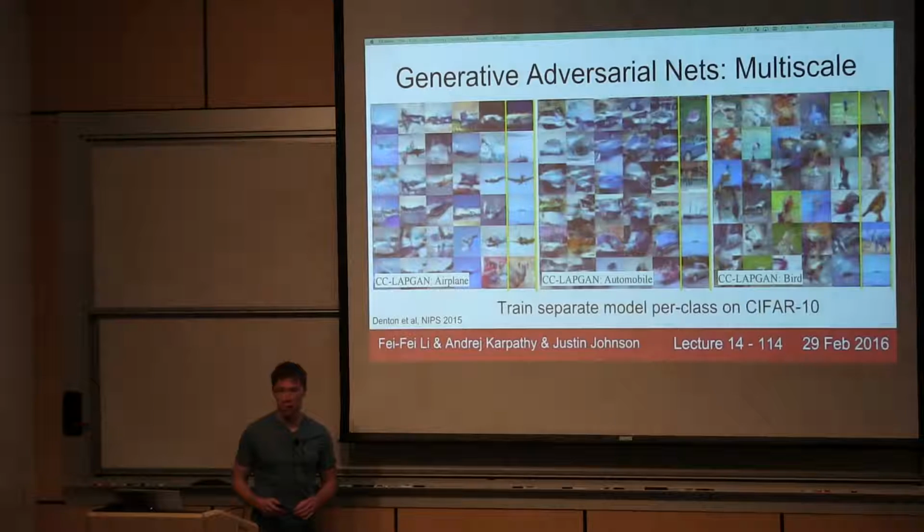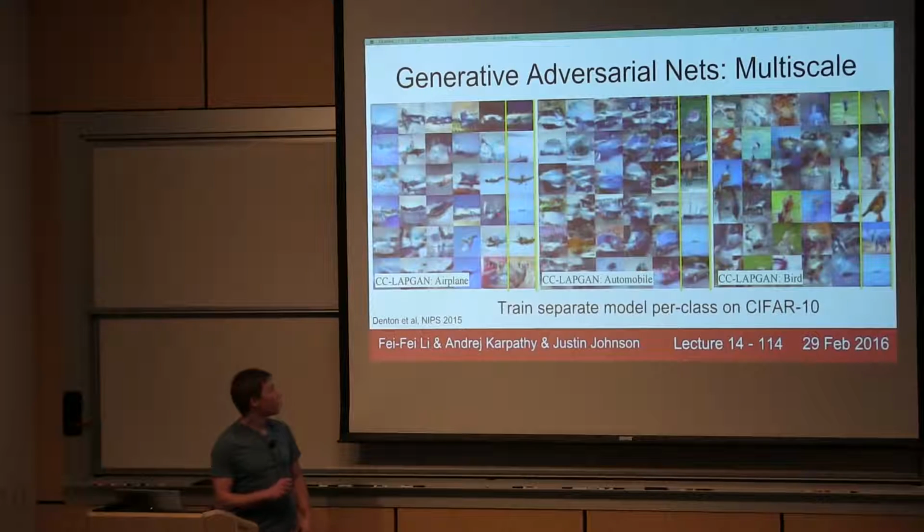So when we look at the trained samples from this model, they're actually a lot better. Here they train a separate model per class on CIFAR-10. So here they've trained this adversarial network on just planes from CIFAR, and you can see that they're starting to look like real planes. So that's getting somewhere. These look almost like real cars, and these maybe look kind of like real birds.